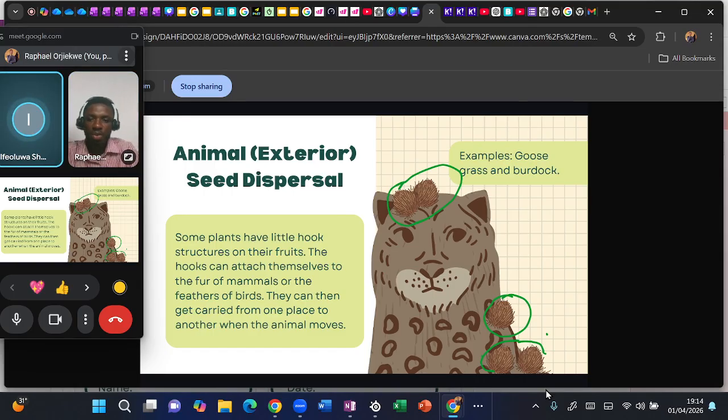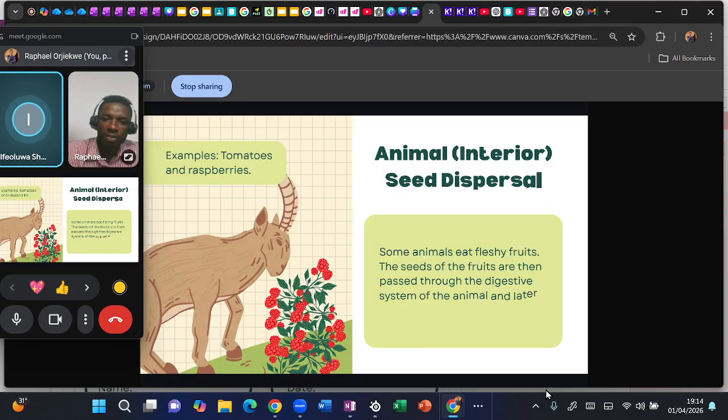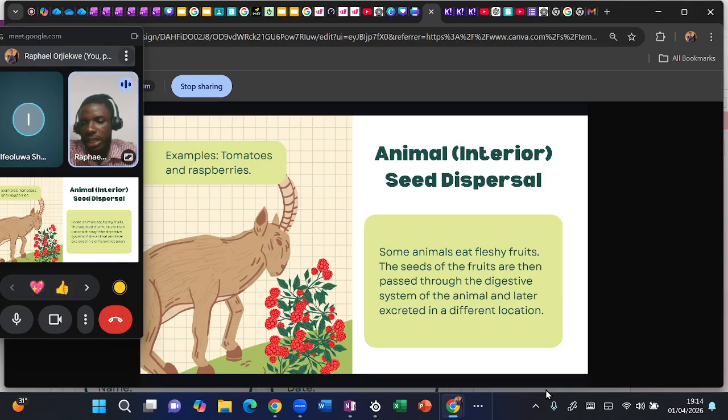All right. Then the next one we have here is interior. The animal will eat it. This usually happens mostly with fruits. They eat fruits like watermelon, tomatoes, raspberries, which there are several other fruits. Apple, what they call it, any fruit at all.